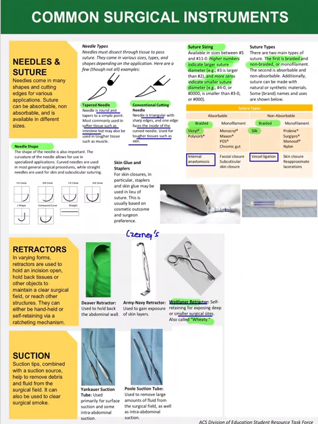Then you have various sizes of the suture. So higher number indicates larger diameter of the suture. See, this braided and the monofilament suture already done. This needle shape already done.